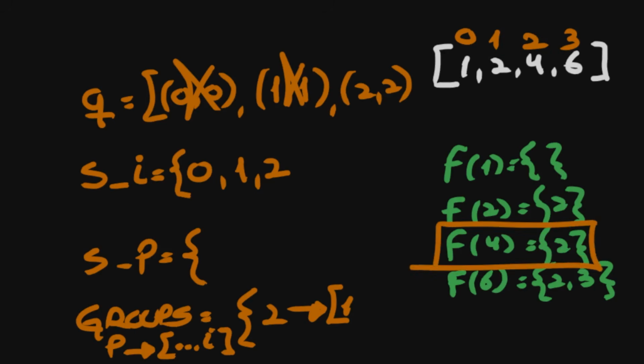Next we are looking at this scenario, which means that we are here. Number 4 has only one prime factor, which is 2. So we go to groups at 2 and add the current index. This is index 2, so here we put 2.